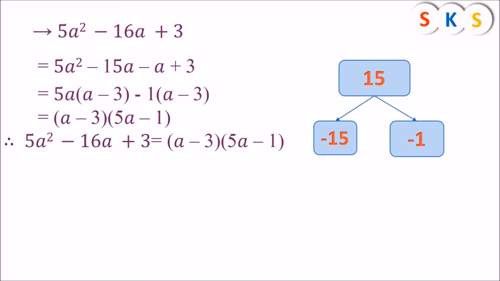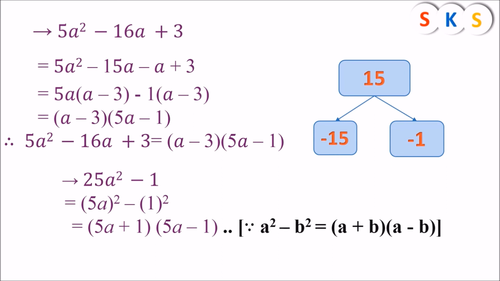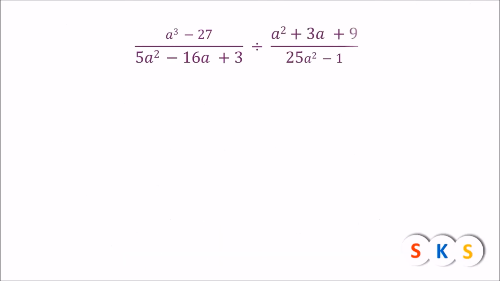Now we will find the factor of 25a square minus 1, and you can see both the terms are perfect squares. The first term is the square of 5a and the next term is the square of 1. So we can write this as (5a) the whole square minus (1) the whole square, which can be written as (5a plus 1)(5a minus 1) using the formula of a square minus b square. So we are going to substitute the factor of each expression. Okay, we will get this.